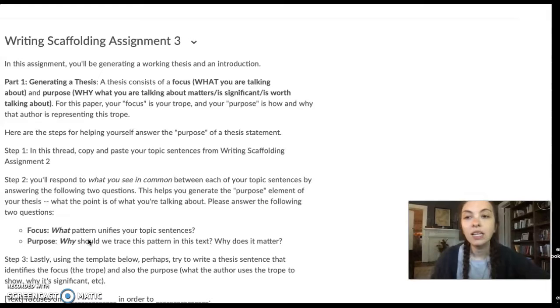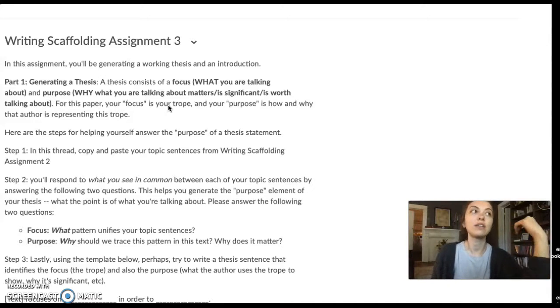That's my theory. So remember that a thesis consists of what you're talking about and why. It's going to outline your focus, which in this case is just probably going to be your trope, and then why that author is representing that trope in a certain way. What is S-Town having to say about regionalism or gender roles or whatever you picked? Identify the thing that you're tracking down and then identify why or what the author seems to be saying.